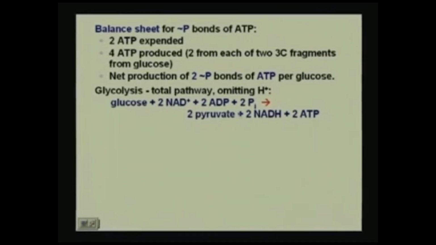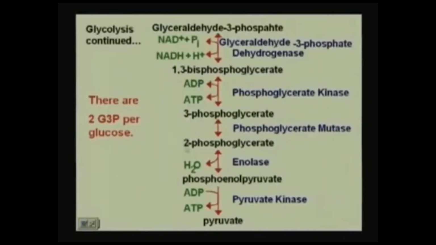Okay, so our overall step is going to be glucose plus 2 NAD plus. Where did we use this NAD plus? We used 1 here. Is it just 1 here? 2 here, because we have again 2 of G3P. Okay, so this is where we are using 2 of them.